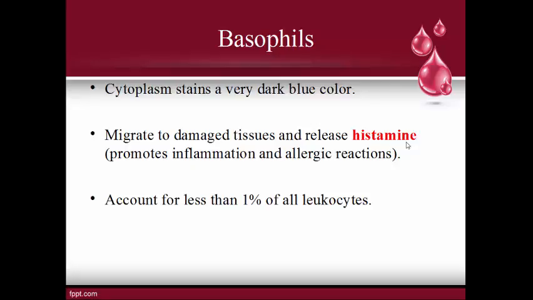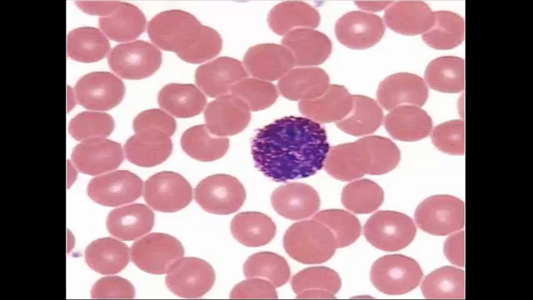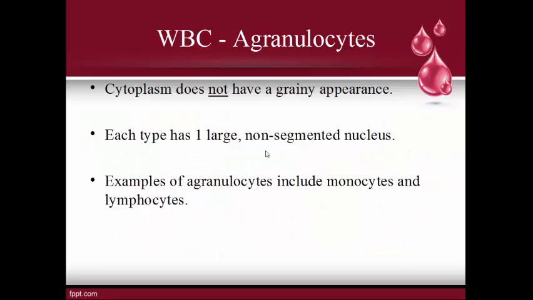Now, these are not very common at all. These are less than 1% of all white blood cells. And again, you can see the grains of sand inside, or appears to be grains of sand, the granulocytes, very dark blue, almost purplish color. So this is the cell that releases histamine. Alright, next we'll move on to the second class of white blood cells, the agranulocytes.